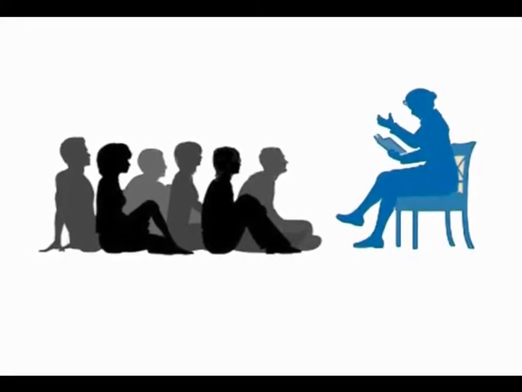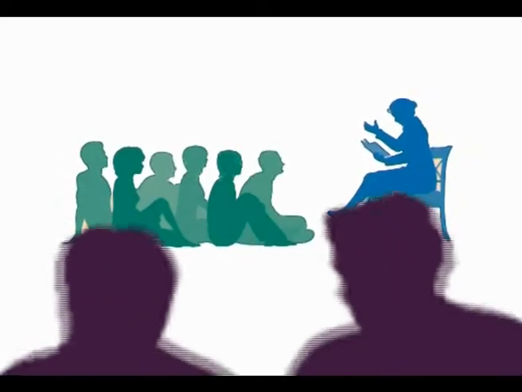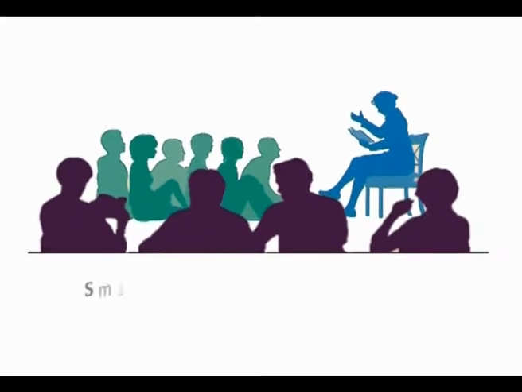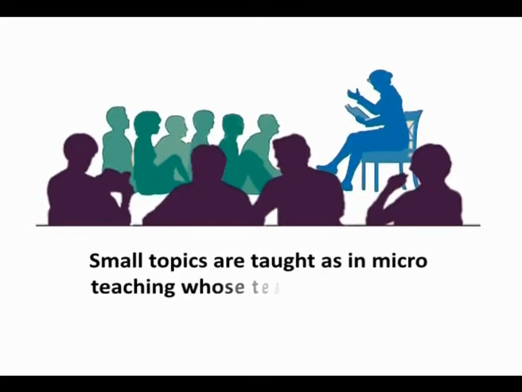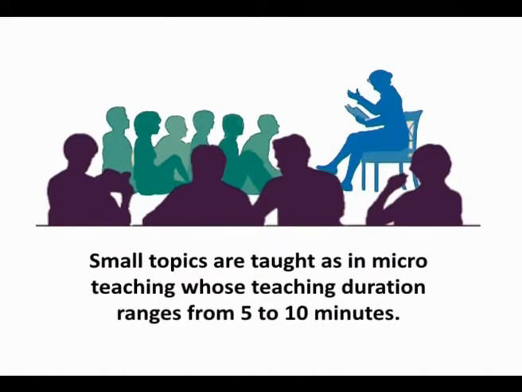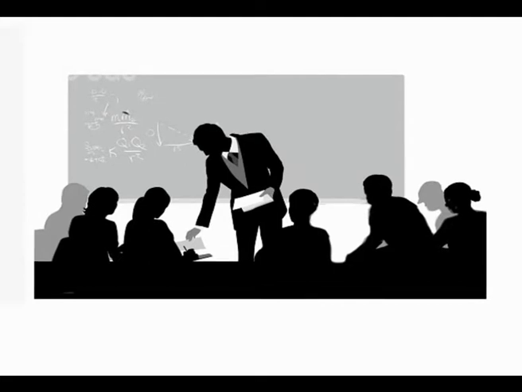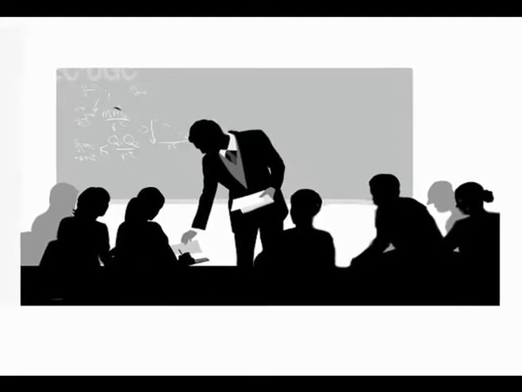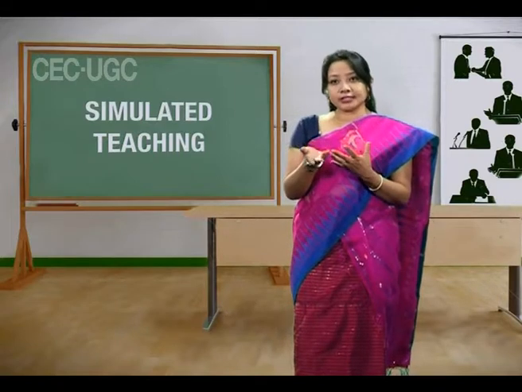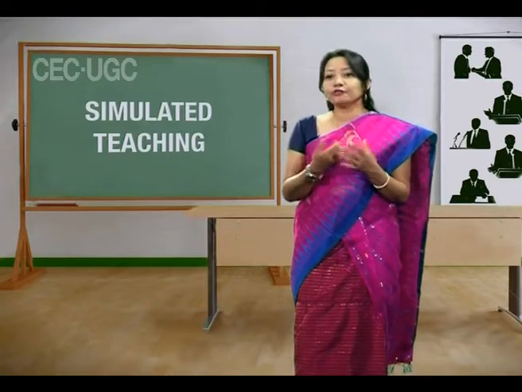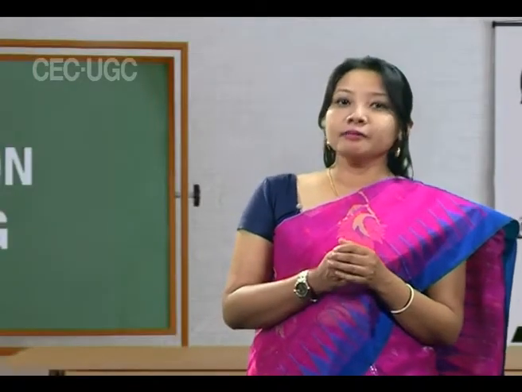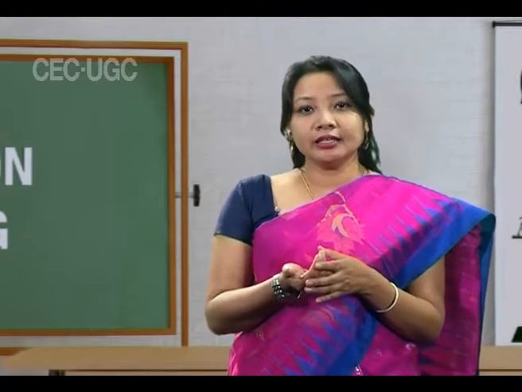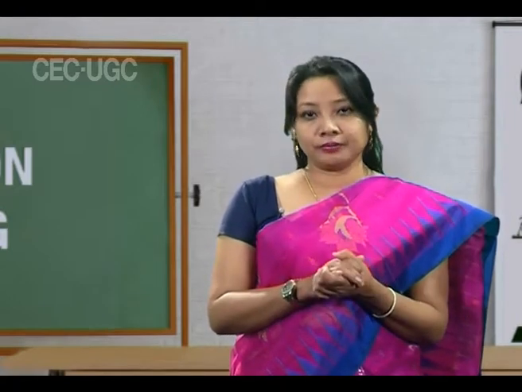One person acts as a teacher and the others act as students, and some as observers in the class. Small topics are taught as in micro-teaching, whose teaching duration ranges from 5 to 10 minutes. A discussion on the teaching method and teaching tactics takes place after the teaching span. After this discussion, another pupil comes to the blackboard for teaching and the cycle is repeated again. The feedback that the student teacher receives from his teaching helps him to modify his behavior. Thus, desirable behavior can be achieved through role-playing in artificial classroom situations.